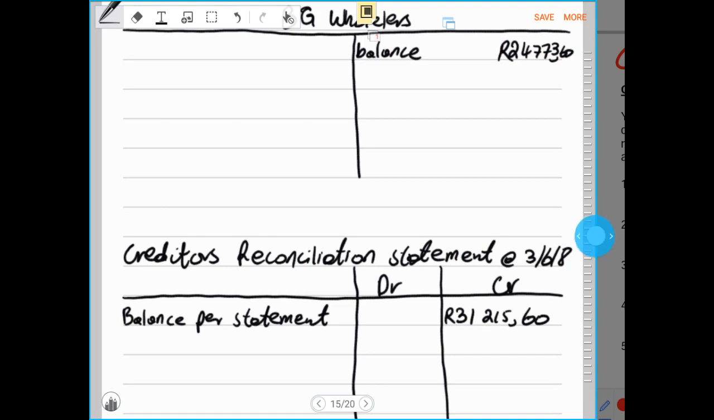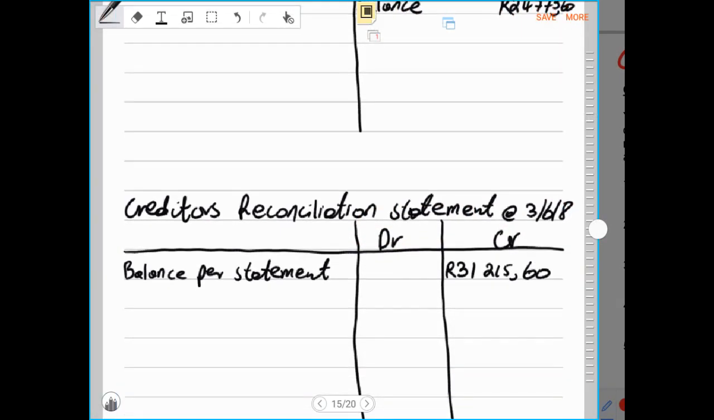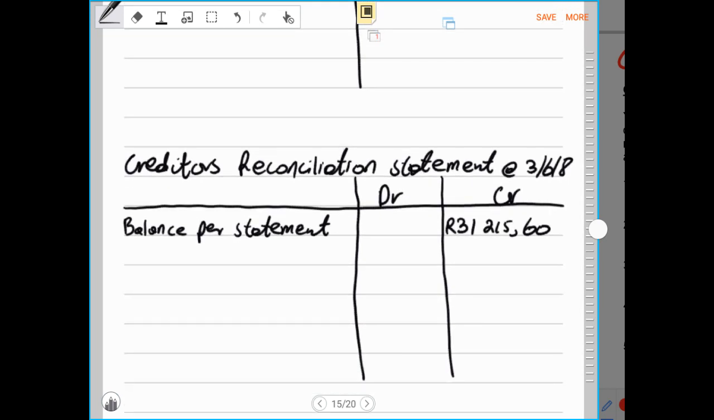This was because of the goods that were returned, just to confirm. Yes, goods amounting to that were returned. So now we have to say, if goods are returned, on which side are they supposed to be recorded in our books? They are supposed to be recorded on the debit side. So now that means this will not be added, this will be less returns. We are not adding. In this case, we have to less our returns.